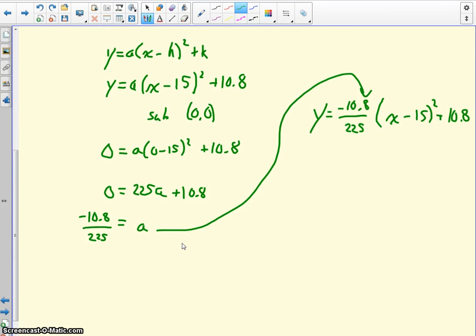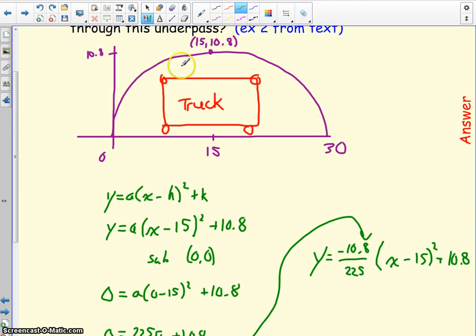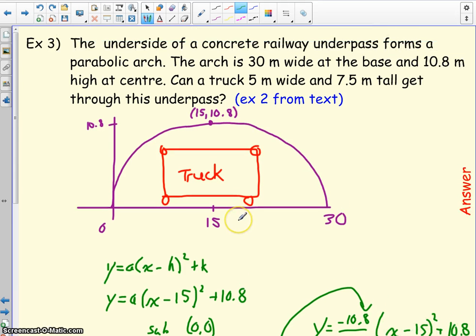Alright, welcome back. So we're almost done this one here. So I finally have the equation for my archway. The thing I have to figure out now is if my truck can fit. So if I assume the truck can drive right down the middle, it's its best chance. Where it's going to run into problems is at the edges of the truck here.